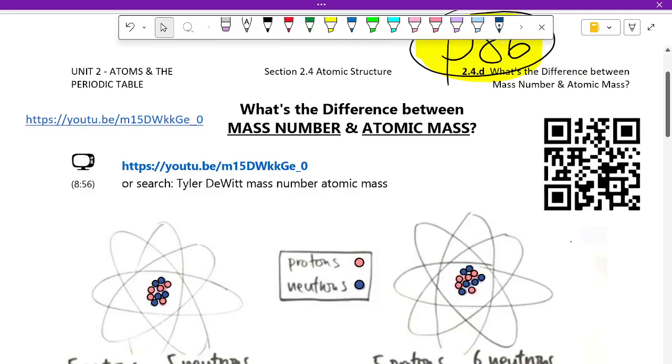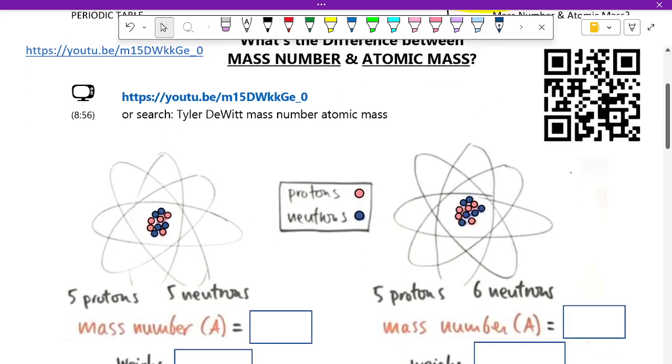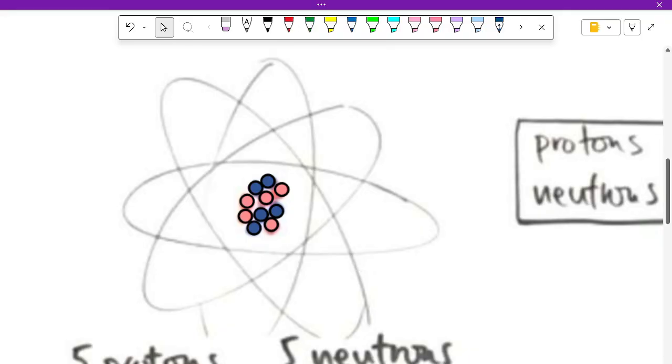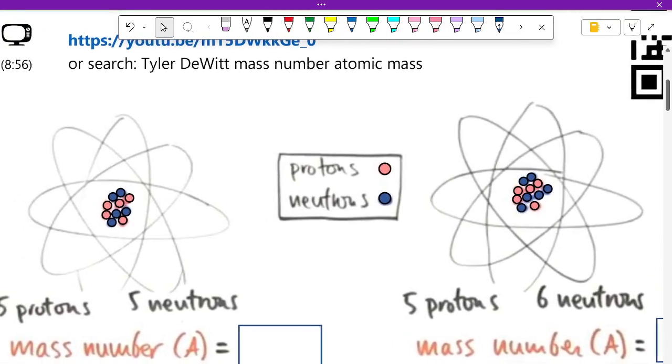And before we go into letting Tyler, here, we'll turn this on again so I'm a little bit louder. Before we get into Tyler telling us all the stuff, we are going to take a look at this atom here on the left, and we're going to take a look at the atom on the right.